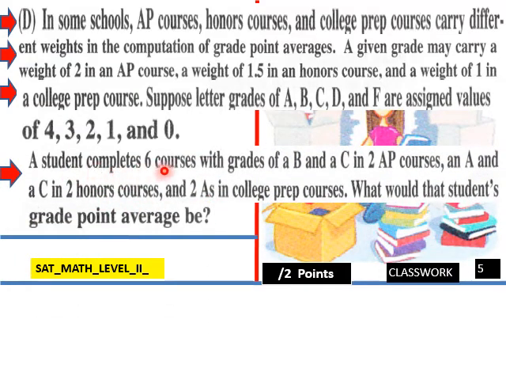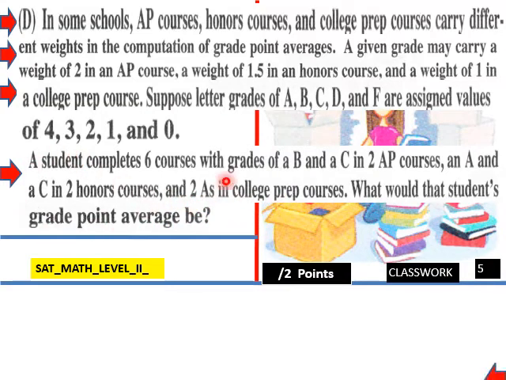A student completes 6 courses with grades of B and a C in 2 AP courses, an A and C in 2 honors courses, and 2 A's in college prep courses. So what would the student's grade point average be?